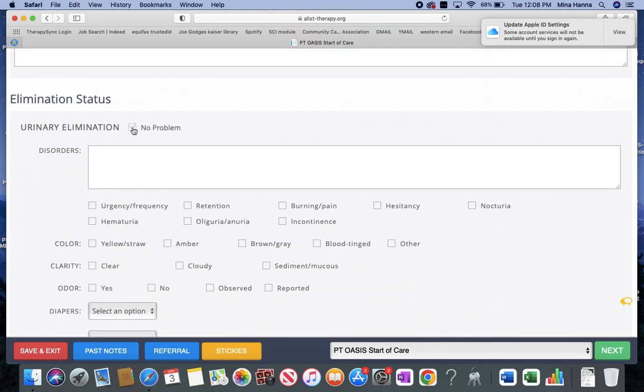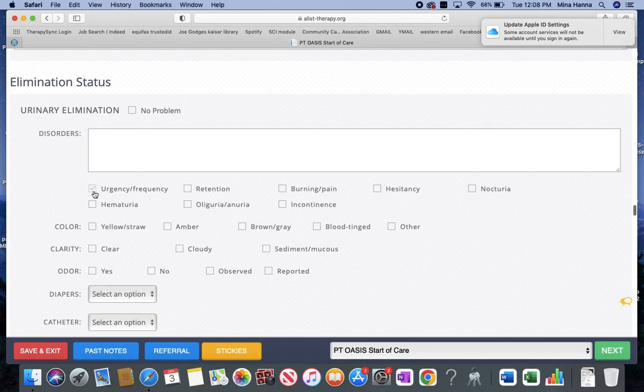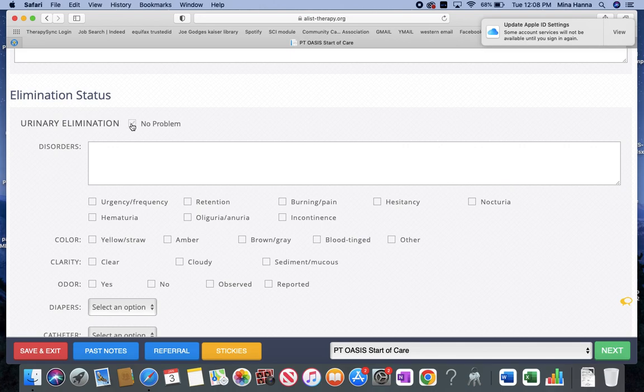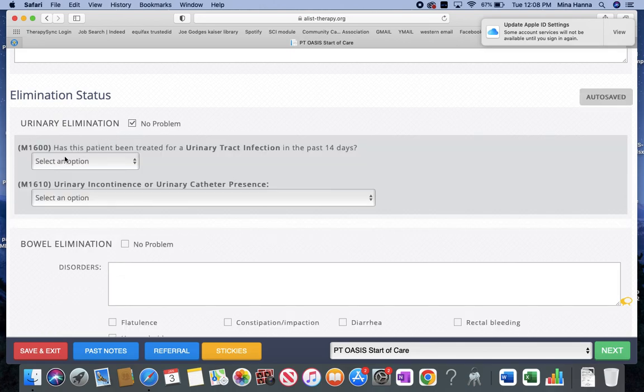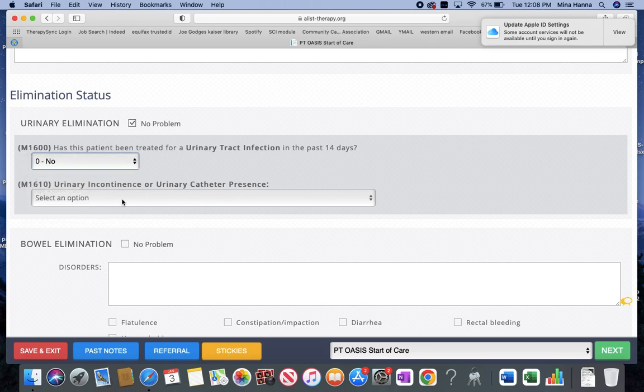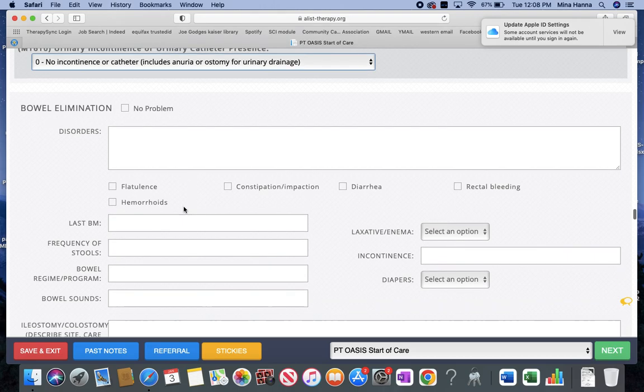And then as far as elimination, do they have urge frequency? Are they using diapers? In this example, my patient's fine. I can just put no problem, right? And then they just asked me 2 more questions. Did they have a UTI? No, they didn't. Do they use a catheter or anything? No, they're not incontinent. Okay, great. I can move on.